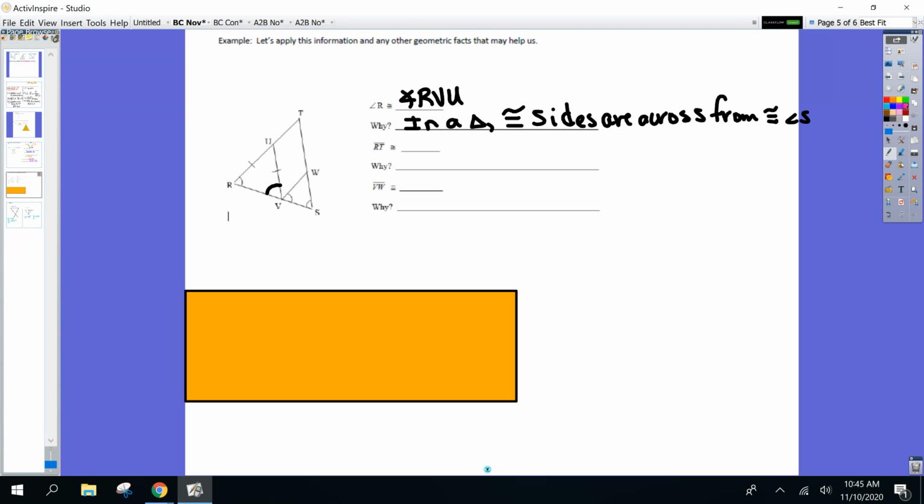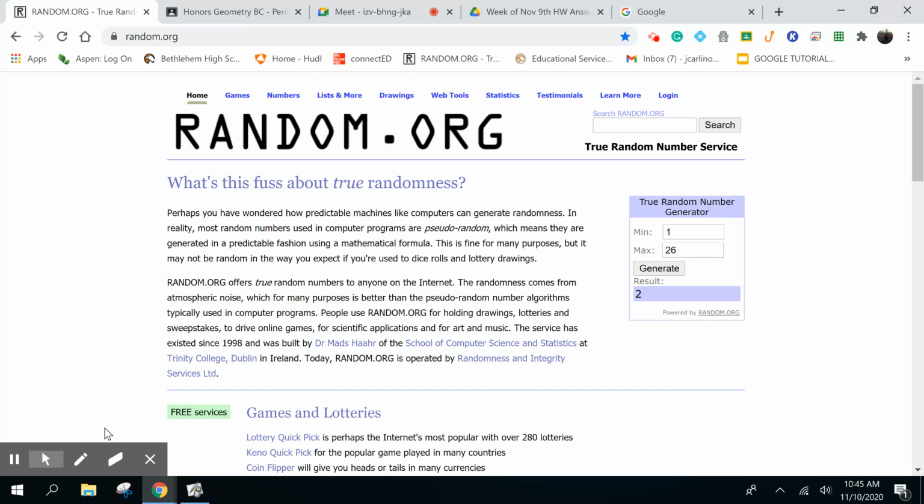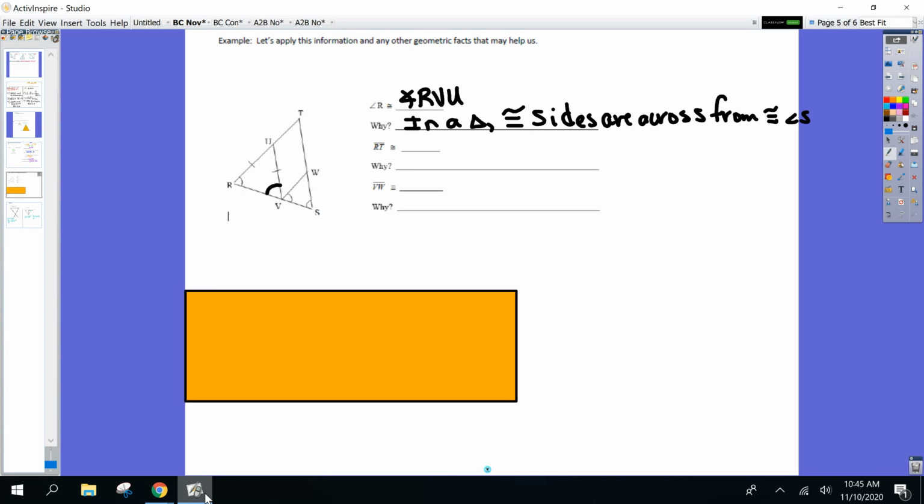Everyone take a look. RT. Name another side congruent to RT. So can you find a single triangle that contains RT that might be isosceles? All right, let's see what you got. RT congruent to. Who we got in here? Sabrina, what do you got? RTN. TS. Good job. RT congruent to TS.